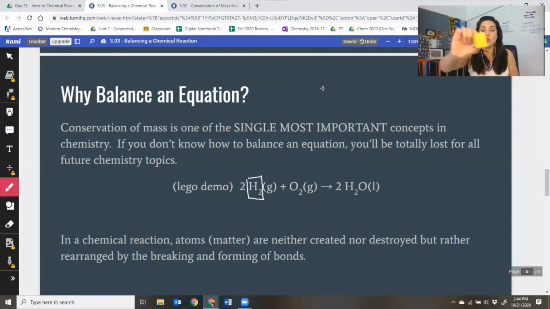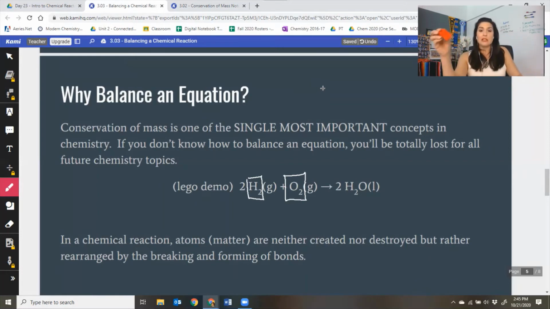That's what that small 2 means. Now the coefficient 2 means that, hey, guess what? I have 2 molecules of hydrogen gas here. And they are going to react with another molecule, O2. It's another gas, it's oxygen gas, the kind of oxygen that we breathe. It's made up of 2 different oxygen atoms bonded together.